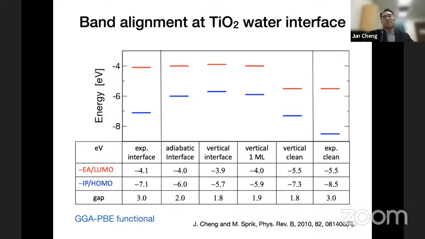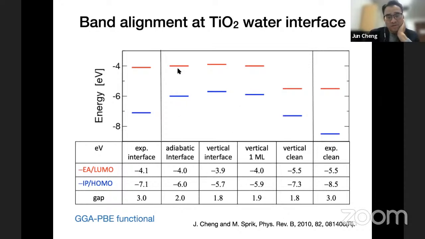When we're using the computational standard hydrogen electrode, we can do the band alignment for the TiO2 at the interface. That's the valence band and also the conduction band. That's the experimental value for the interface. That's the experimental value for the clean surface without water in vacuum. Okay, so you already see there's a difference, although people don't really put them on the same scale to compare.